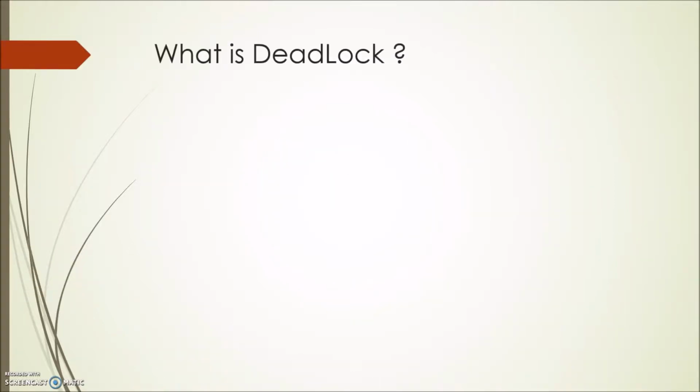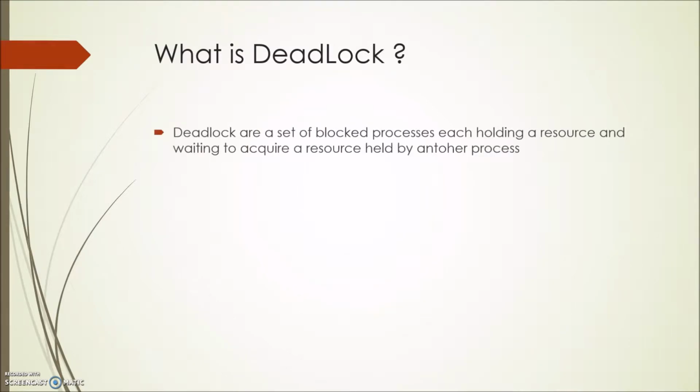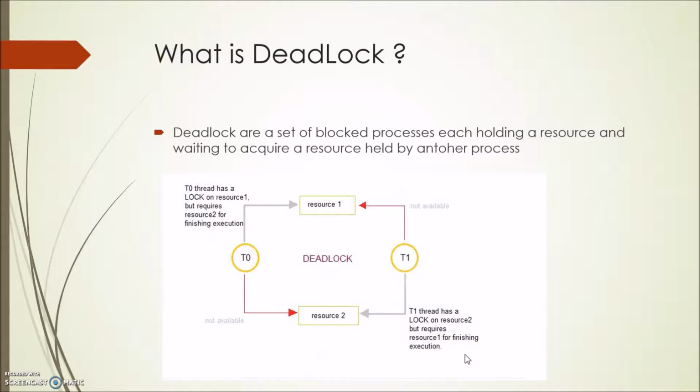Basically, what is deadlock? Deadlock is a set of blocked processes, each holding a resource and waiting to acquire a resource held by another process. For example, in the image below, we have two processes, T1 and T0, and two resources, resource 1 and resource 2. T0 has a lock on resource 1 but requires resource 2 for finishing execution. It's the same for T1, which has a lock on resource 2 but requires resource 1 for finishing execution.